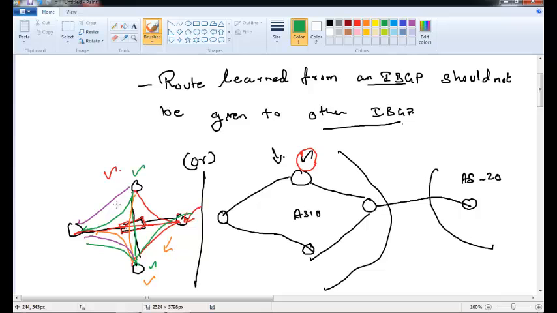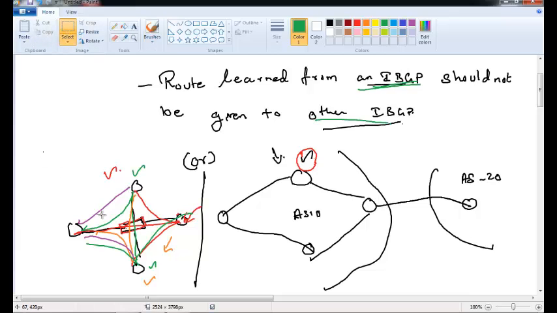To prevent this loop, IBGP says, let's have split horizon. If we have split horizon, problem solved. What is split horizon? Even in RIP, what we know about split horizon: the route learned from one neighbor on an interface should not be advertised via the same interface. Same principle here. The route learned from an IBGP should not be given to other IBGP. This is the split horizon in BGP.